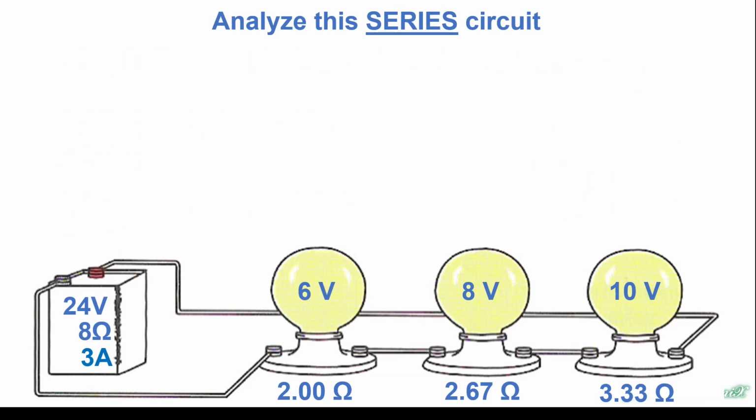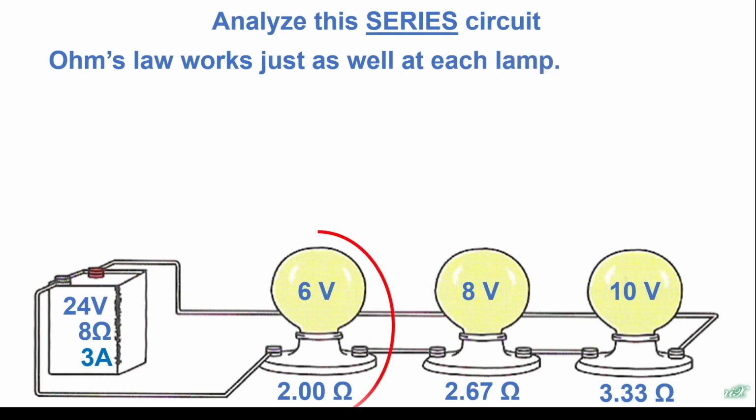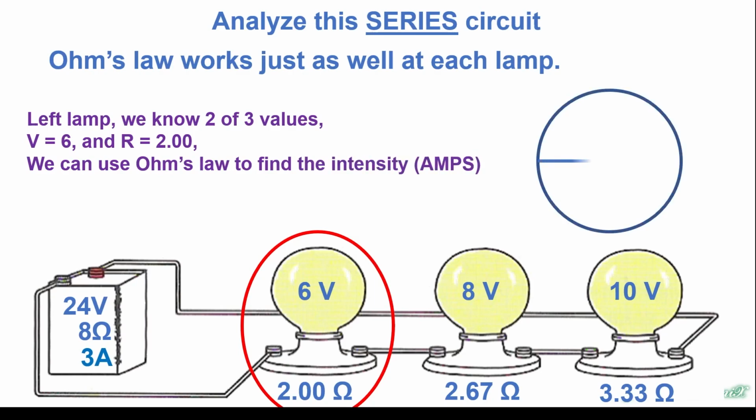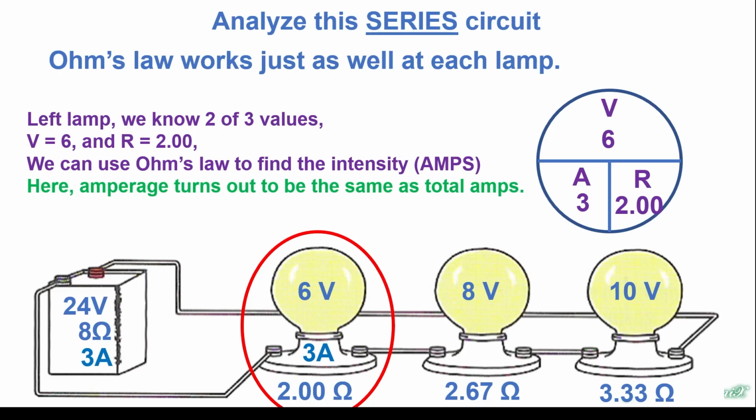But let's go over to the bulbs themselves as well and check Ohm's law at each one of the loads, the bulbs. Okay, so at the left lamp we know 2 of 3 values. Voltage is 6, resistance is 2. We can use Ohm's law to find the intensity of those amps. So we're putting the 6 in for the volts and the 2 in for the resistance. 6 divided by 2 is 3. So it just happens to also be 3 at this lamp. Amperage turns out to be the same.